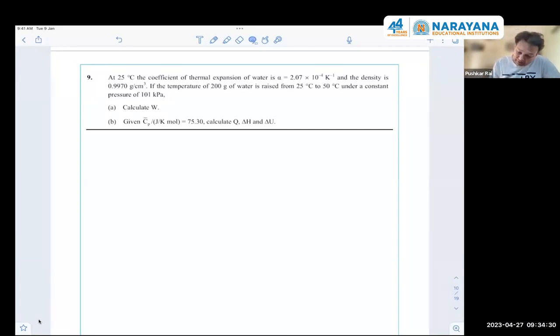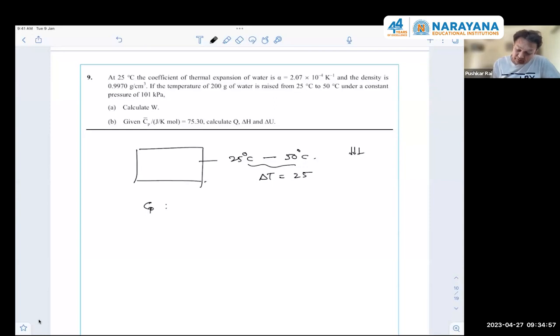So this question, what is happening? Temperature of water is raised from 25 degrees centigrade to 50 degrees centigrade. So delta T is equal to 25, good, under a constant pressure. Cp is also given. What is the problem? Calculate W.